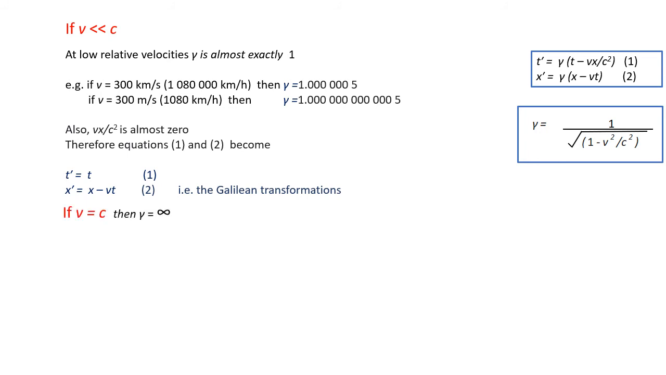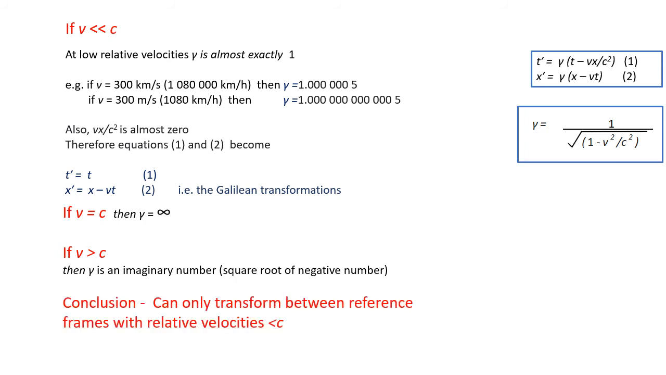If v is equal to the speed of light, then gamma equals infinity and the formula doesn't work. And if v is greater than the speed of light, then gamma is an imaginary number, a square root of a negative number. So the conclusion we make is we can only transform between reference frames where the relative velocity is below the speed of light.